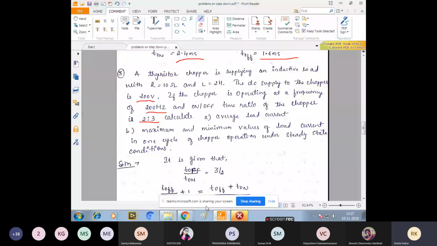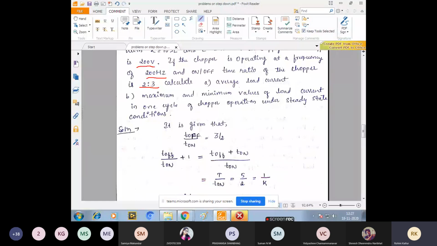Then we'll calculate the duty cycle K. We know from this ratio that T on by T off is 2 by 3. I'll write it in reverse order so that I'll get the value in terms of K. So T off divided by T on is 3 by 2. Now I'll add 1 to T off by T on, and add 1 to the other side as well.